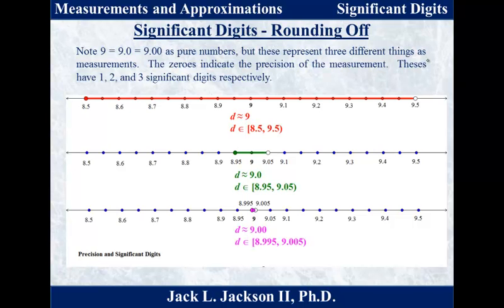So that means we've narrowed it down. Suppose we narrow it down even further to a 3 significant digit answer, 9.00, and this interval's kind of hard to even see, it's so small, it's in pink here, and it's 1/10 as big as the green interval, 1/100th of the size of the red interval, which is much, much tighter. It goes from 8.995 to 9.005.